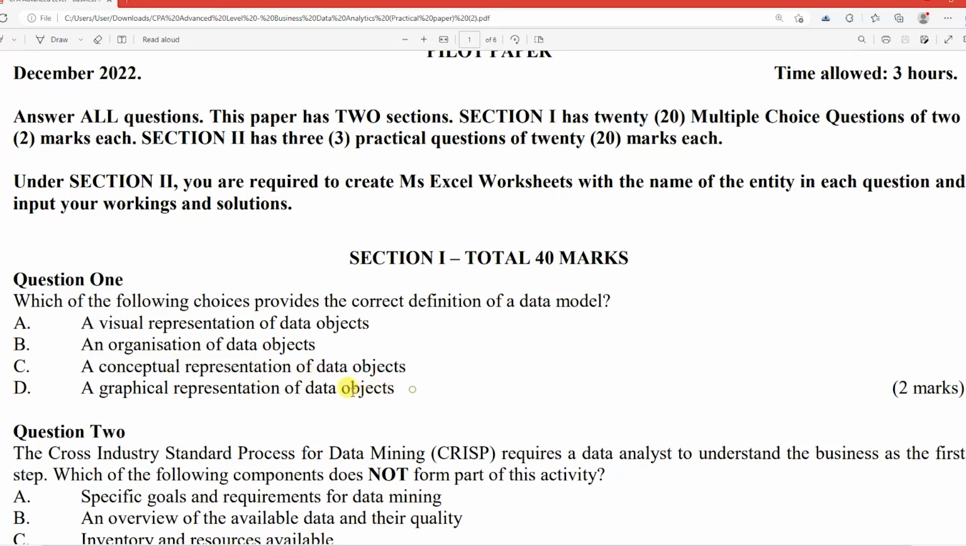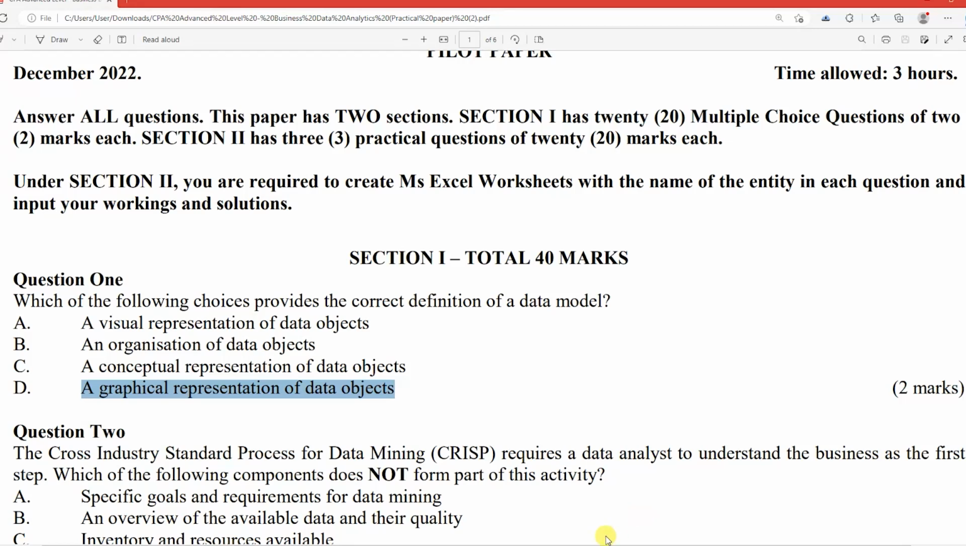And why is D not the answer? Graphical representation of data objects. While graphical representation can be used in data modeling, a graphical representation alone is not a complete definition of a data model. A data model, we've seen, is a conceptual representation that includes not only the graphical representation of data objects, but also their relationships, properties, constraints, rules for manipulation, and so on.